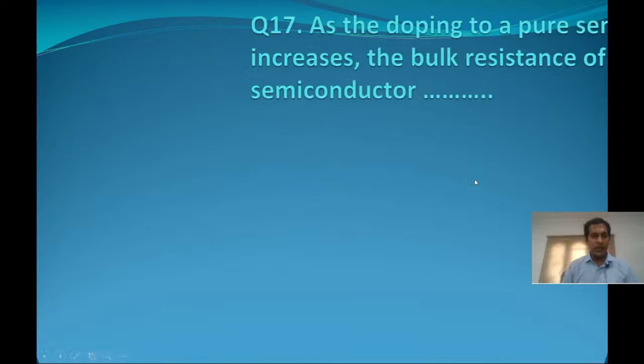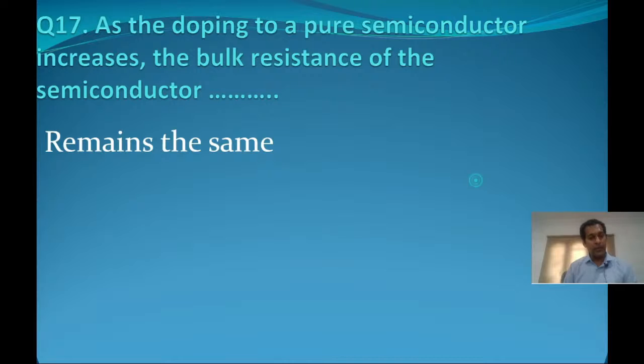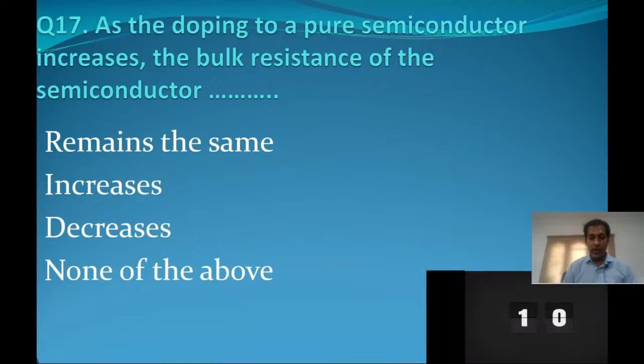So next question is: as the doping to a pure semiconductor increases, the bulk resistance of the semiconductor dash dash. It remains the same, it increases, it decreases, or none of the above. Your timer starts now. Here, we are talking about doping of a pure semiconductor. So when we are adding doping, what should happen? Whether the bulk resistance of the semiconductor should increase or decrease. Your time ends now.